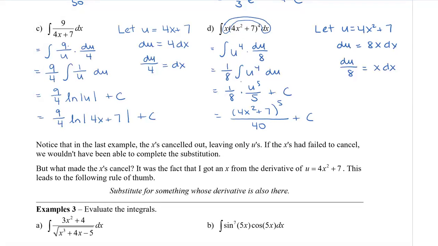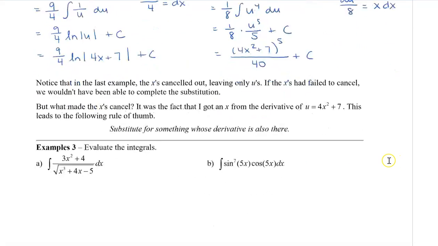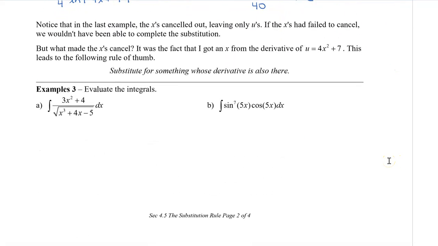Now, what makes the x's cancel out? So it's the fact that I got the x from when I found the derivative of 4x squared plus 7. So this kind of leads to the following rule of thumb. You want to substitute for something whose derivative is also there. So let's take a look at two more examples here that are a little bit more complicated.